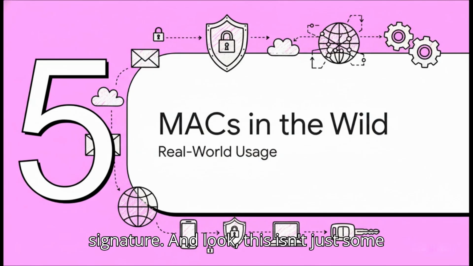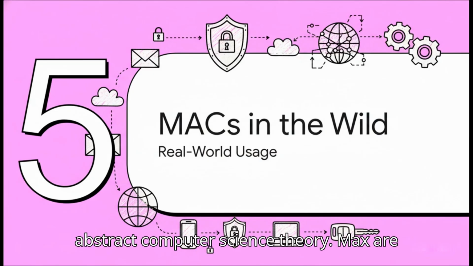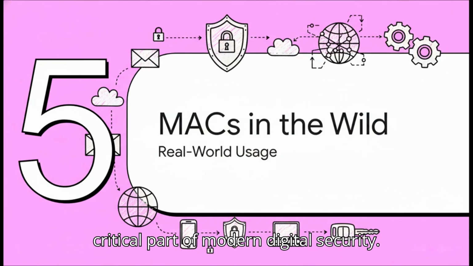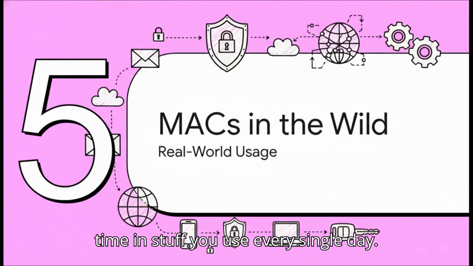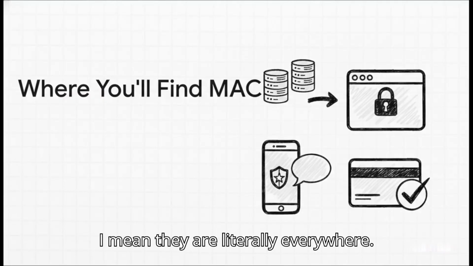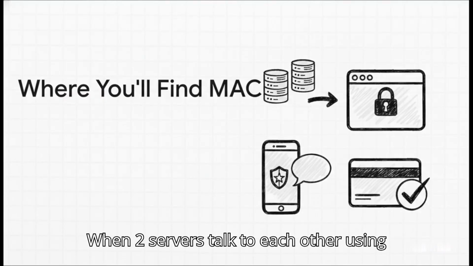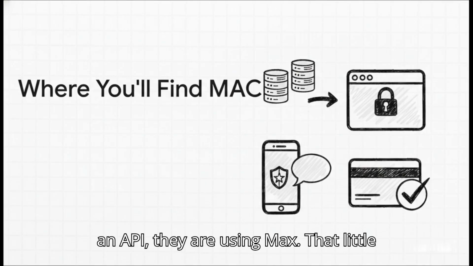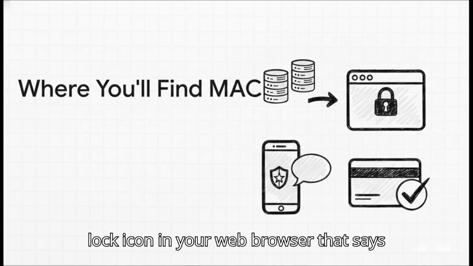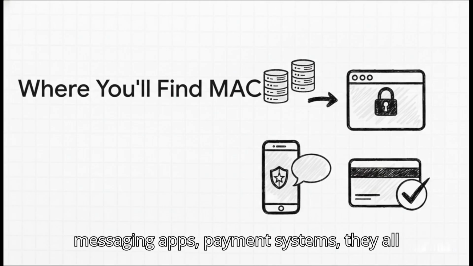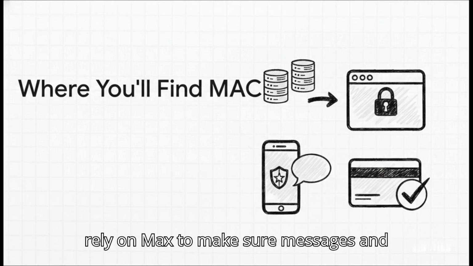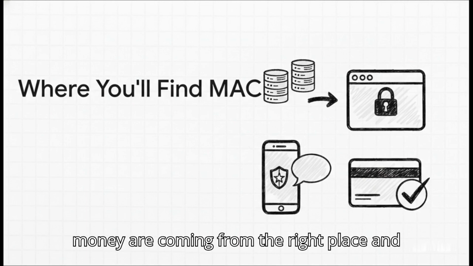And look, this isn't just some abstract computer science theory. MACs are a critical part of modern digital security. They're working behind the scenes all the time in stuff you use every single day. I mean, they're literally everywhere. When two servers talk to each other using an API, they're using MACs. That little lock icon in your web browser that says your connection is secure? Yep, MACs are helping to protect that data. Secure messaging apps, payment systems, they all rely on MACs to make sure messages and money are coming from the right place and haven't been messed with.